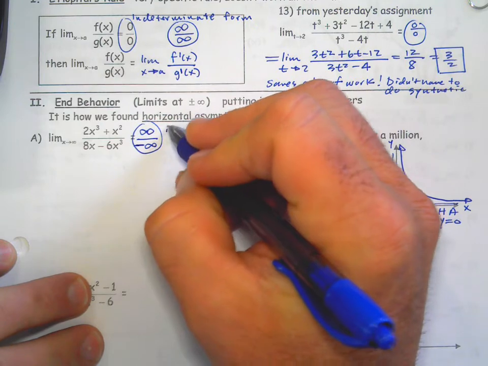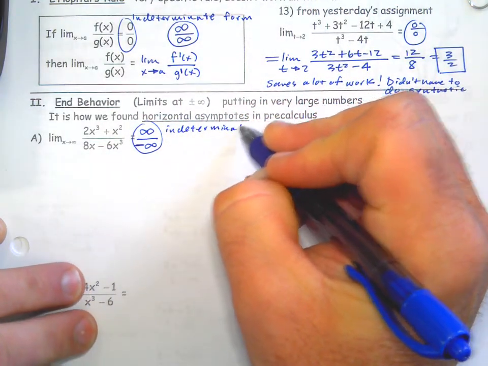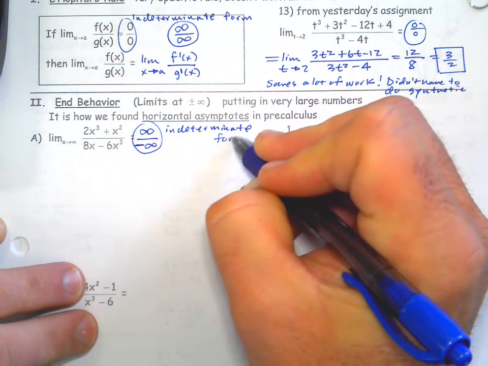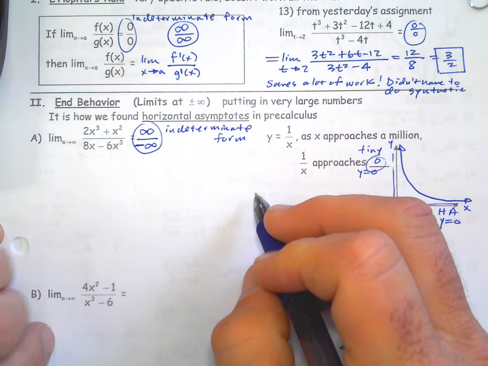Now, this is called an indeterminate form, and this is an opportunity to possibly use L'Hopital's rule. I'm not going to do that yet, okay? Because honestly, I can do it quicker another way.